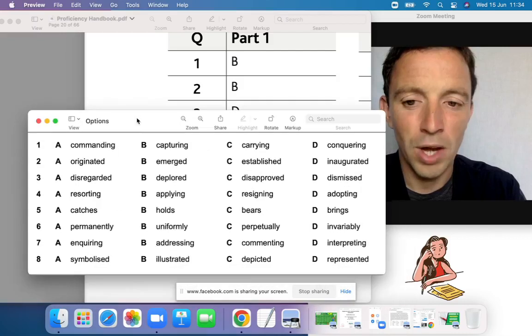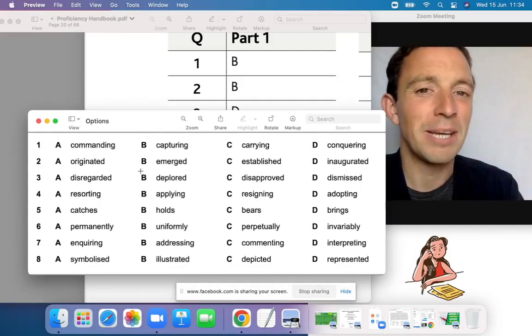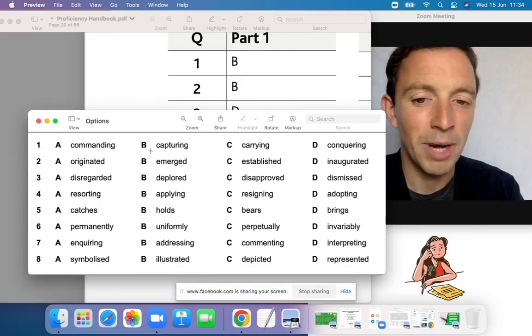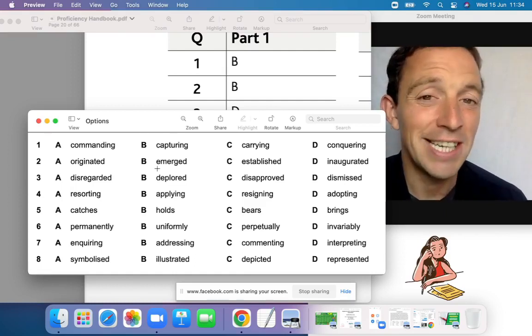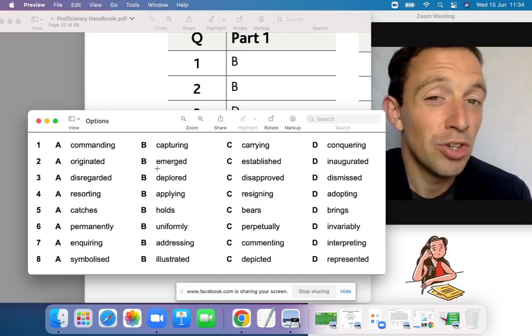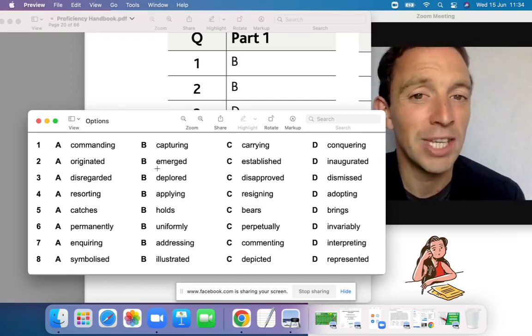Number 1 was capturing the imagination. Okay, so you capture the imagination. Number 2 was emerged as a genre. So since it emerged, it became solidified, it became established. Just before established, it emerged, it appeared.